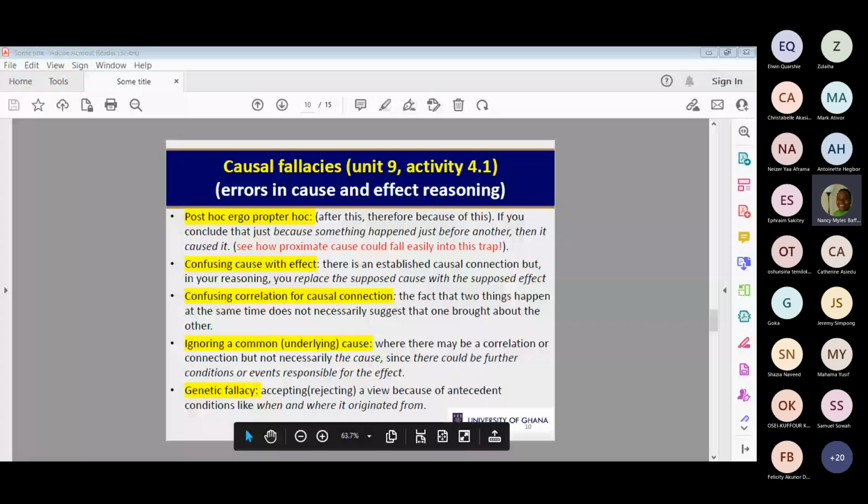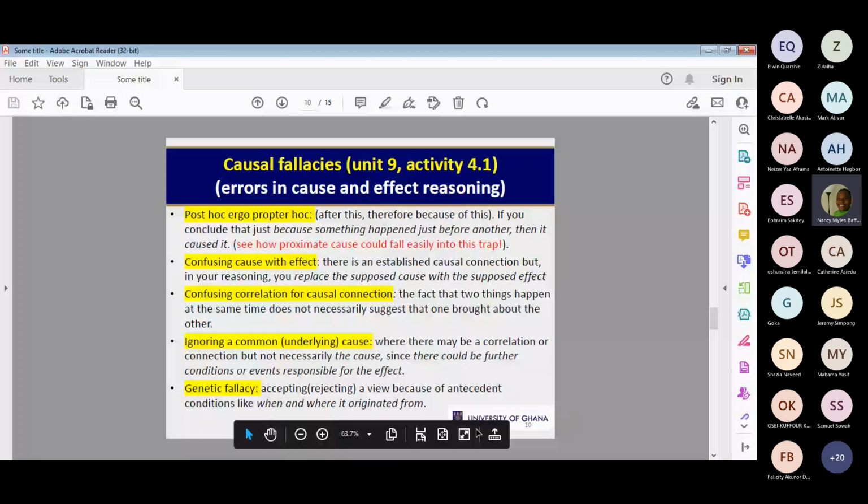Charleston, go ahead. You are muted though, so unmute and then please read everything on the slide. We'll discuss it. Causal fallacy. Very good. Errors in cause and effect reasoning. 1. Post hoc ergo propter hoc: after this, therefore because of this. If we conclude that just because something happened just before another, then it caused it. See how proximate cause could fall easily into this trap.